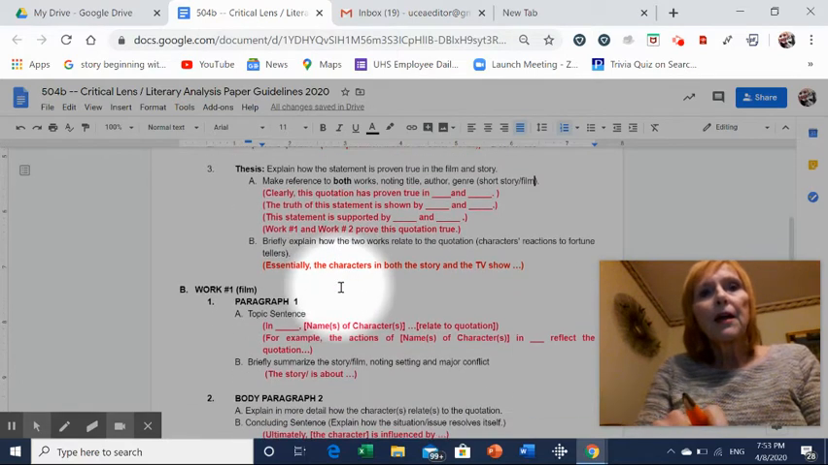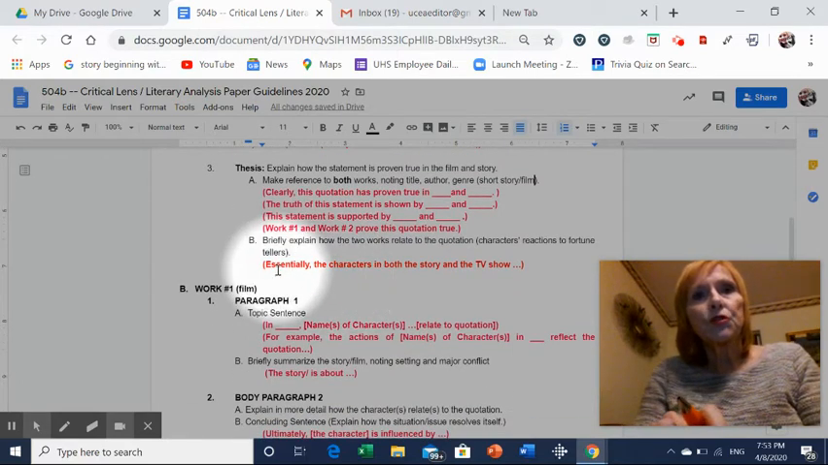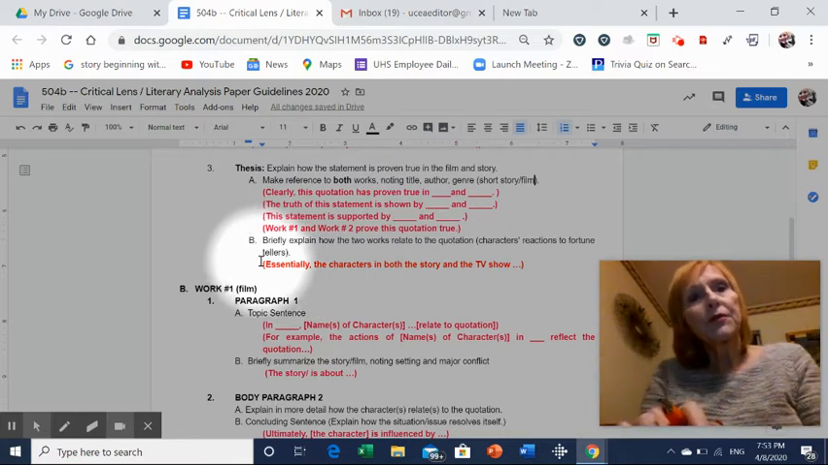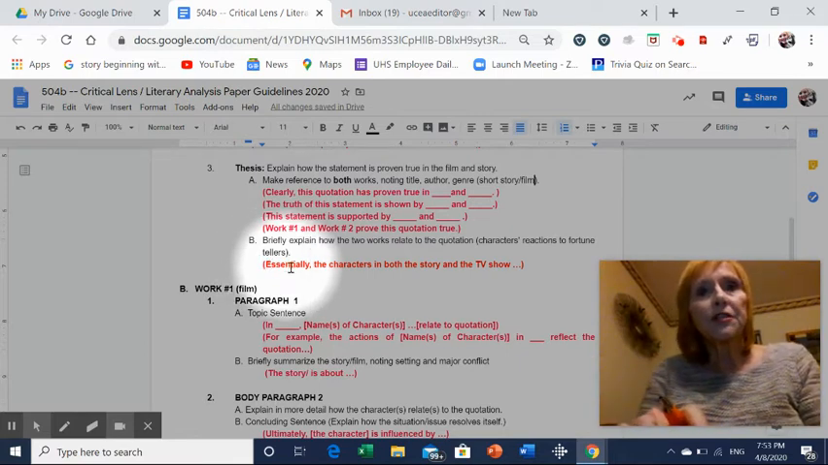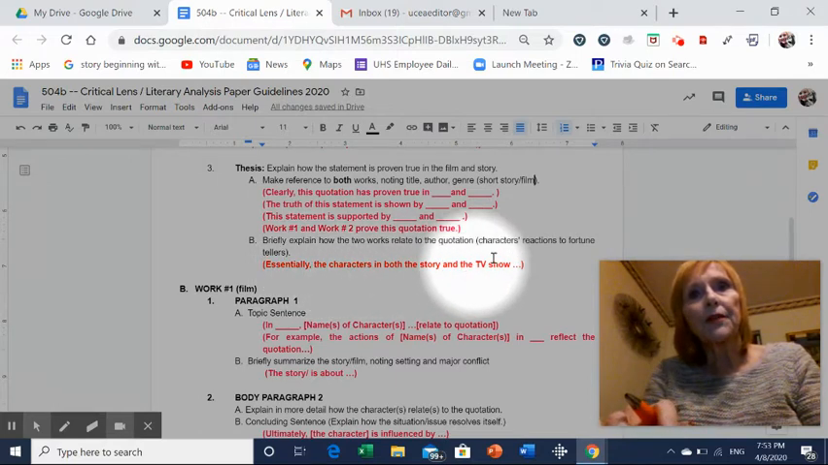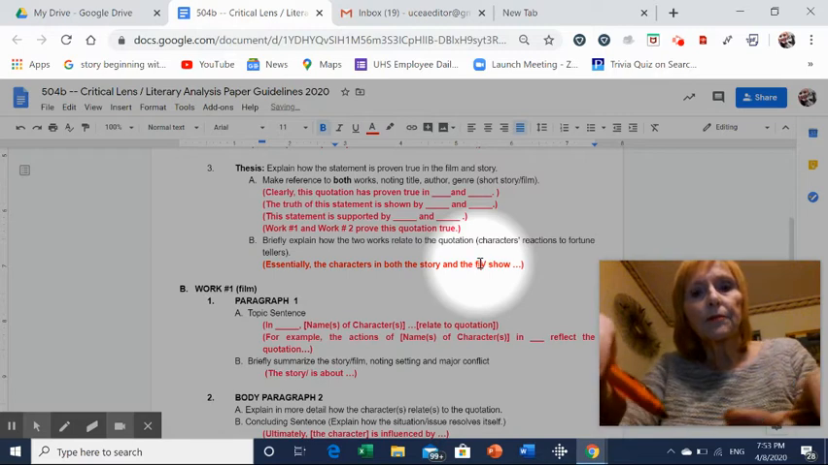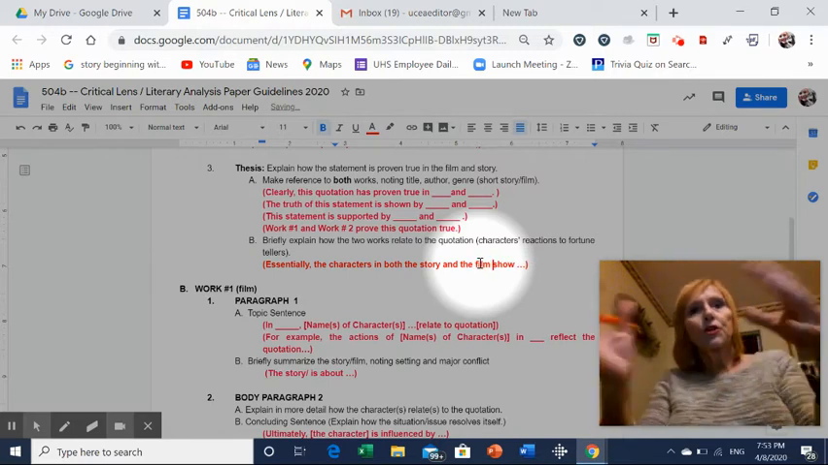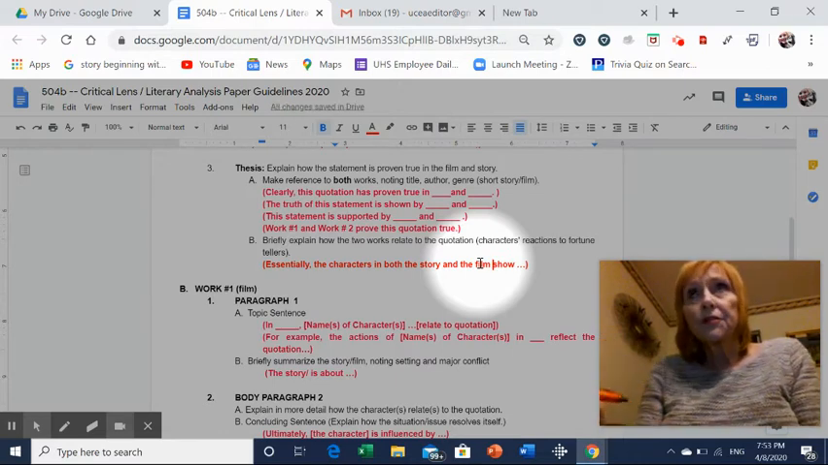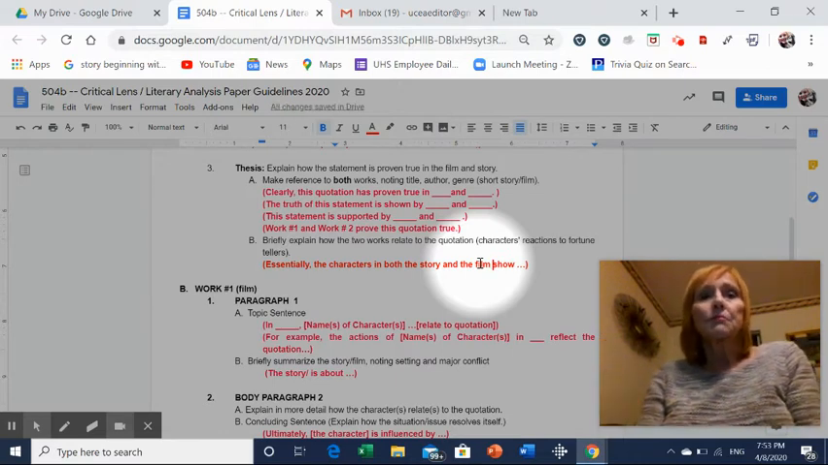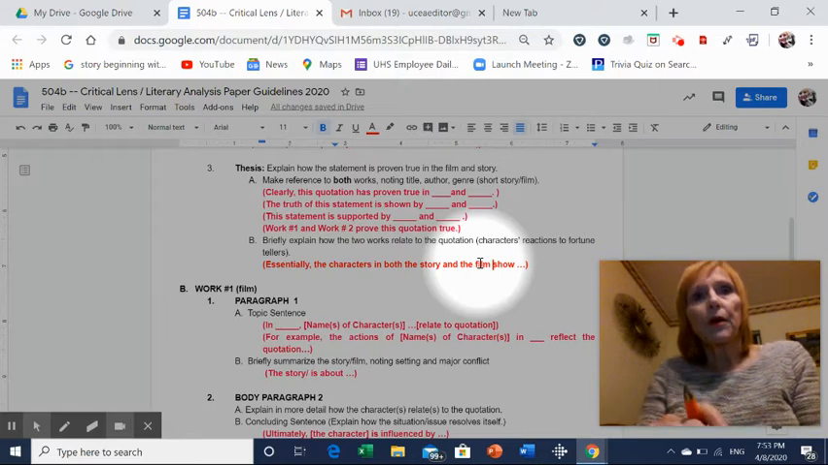Okay? And then for the second part of your thesis, you briefly explain how the two works relate to the quotation. So I've given you a sentence starter. Essentially, the characters in both the story and the film. Let me fix this. Show blah, blah, blah. Now, these are sentence starter ideas. You can start your own way as well.